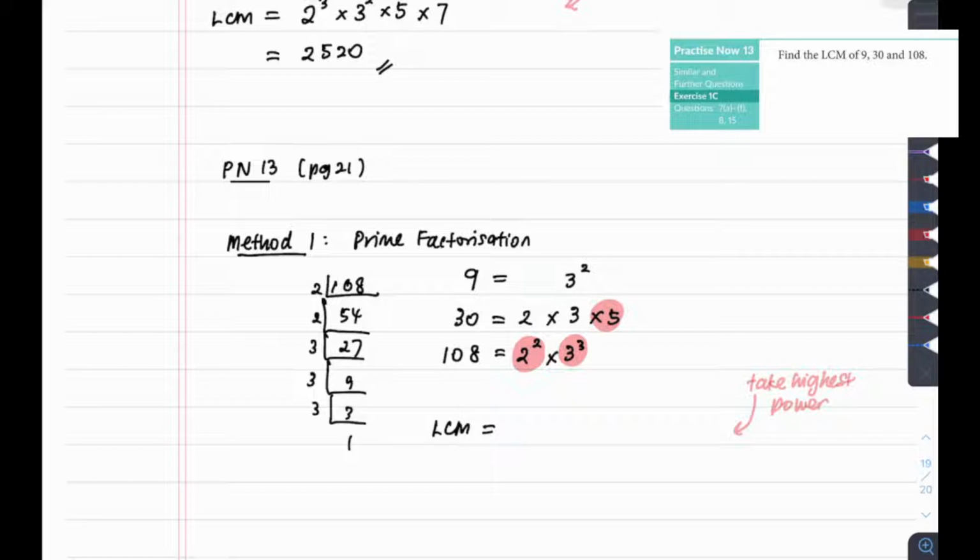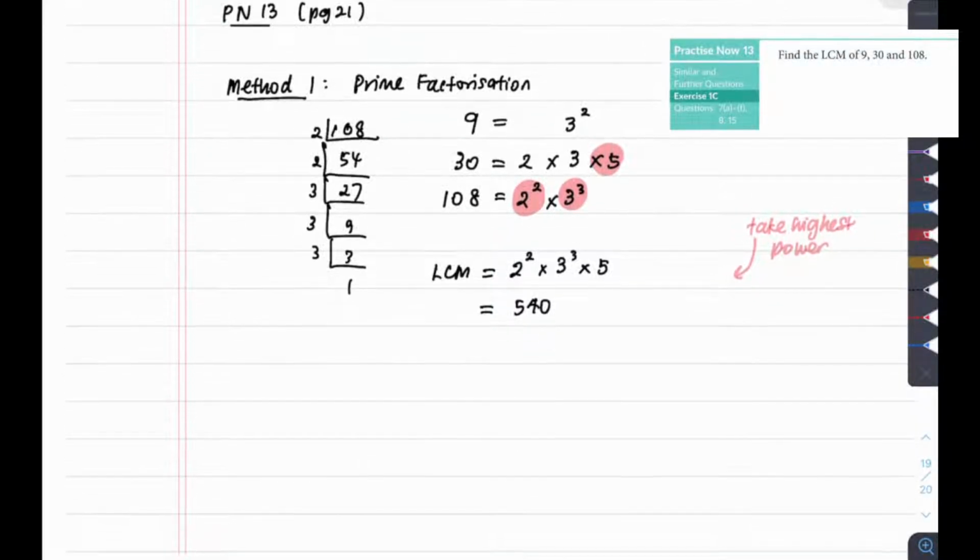So, last but not least, let's list them down. We have 2 square times 3 cube times 5. Key this in your calculator, you're going to get 540. Okay, so one more time, we will be taking the highest power, and by taking the highest power, we will see that the LCM of these 3 numbers is 540. Imagine if you were to list them down, it will take a very long time to go.